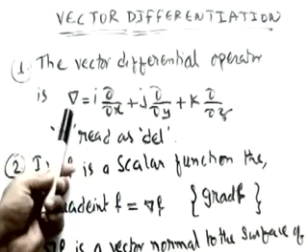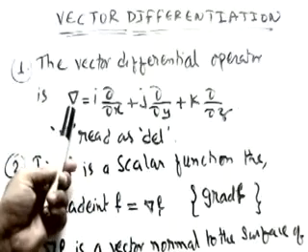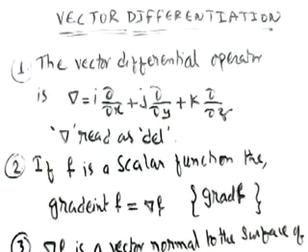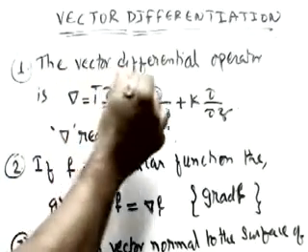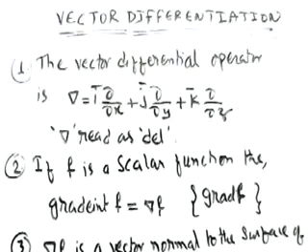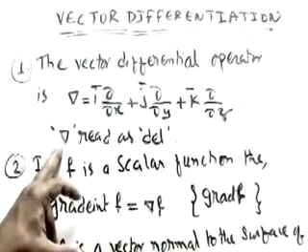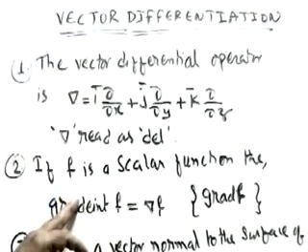This is called del. This is read as del. So the vector differential operator is del. The formula of del will be i dou by dou x plus j dou by dou y plus k dou by dou z. The vector differential operator is del. Its formula is i dou by dou x plus j dou by dou y plus k dou by dou z. This is read as del.